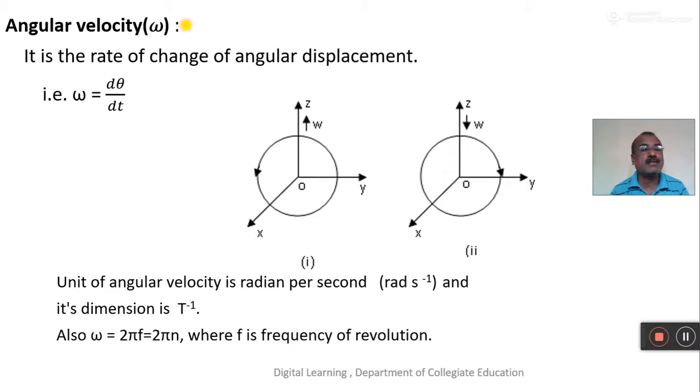Angular velocity. Rate of change of angular displacement is called angular velocity. The unit of angular velocity is radian per second and its dimensional formula is T to the power of -1. We can also write the angular velocity as 2 pi f or 2 pi n, where f is known as the frequency of rotation.